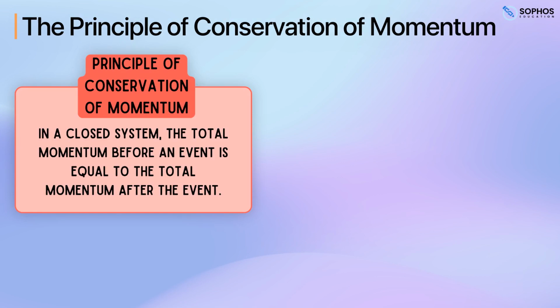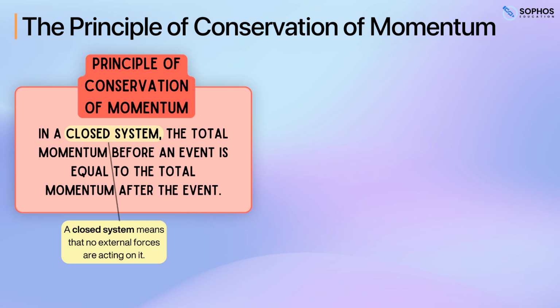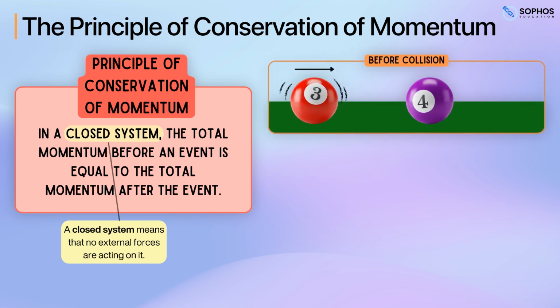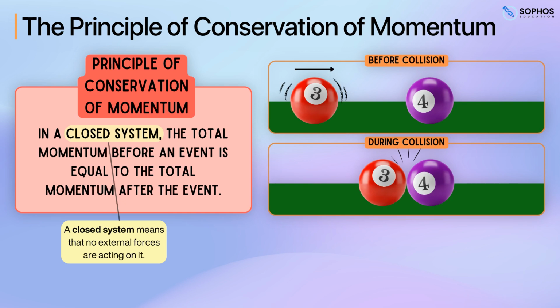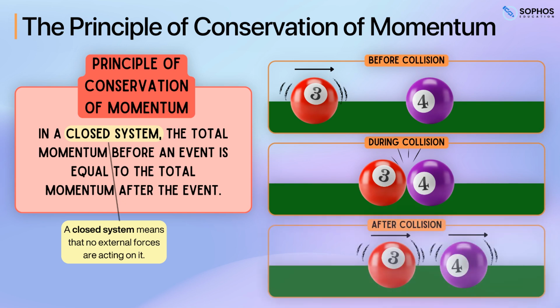This principle states that in a closed system, meaning no external forces are acting on it, the total momentum before an event is equal to the total momentum after the event. Let's visualize this with a game of billiards. Imagine ball A moving towards a stationary ball B. When ball A collides with ball B, a fascinating thing happens. Ball A transfers some of its momentum to ball B. You'll see ball B start to move while ball A slows down.